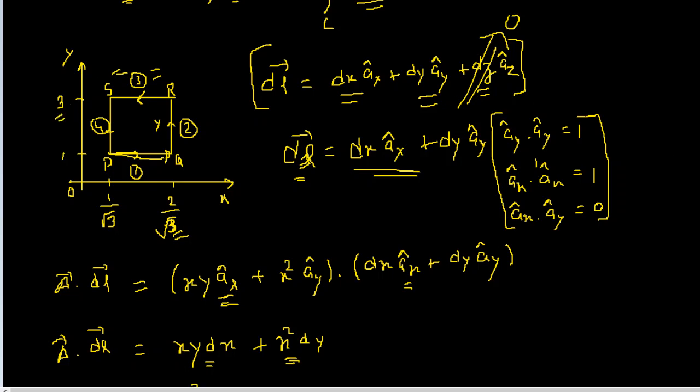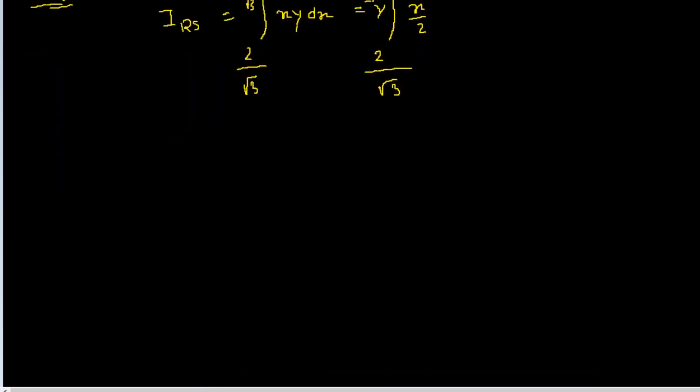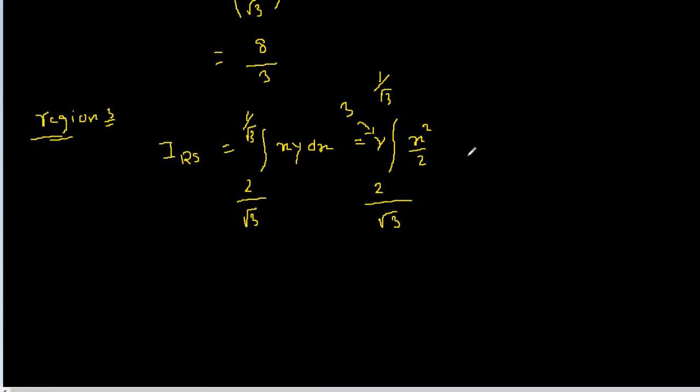And you can directly put the value of y to be 3, as y having 3 over here. Okay, so after solving this integral we get the value of RS is 3 by 2. Okay, 3 by 2 is the value that we get after solving the equation.